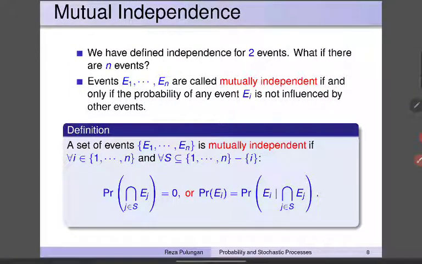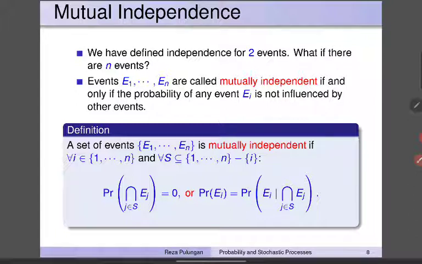Now we have seen the definition of independence for two events. What if we have more than two events? We have n events. Events E1, E2 and so forth until En are called mutually independent if and only if the probability of any event Ei is not influenced by the occurrence of other events, no matter their configuration. We have the following definition.